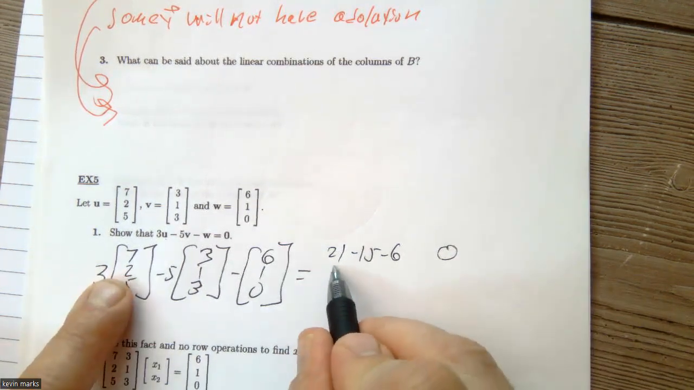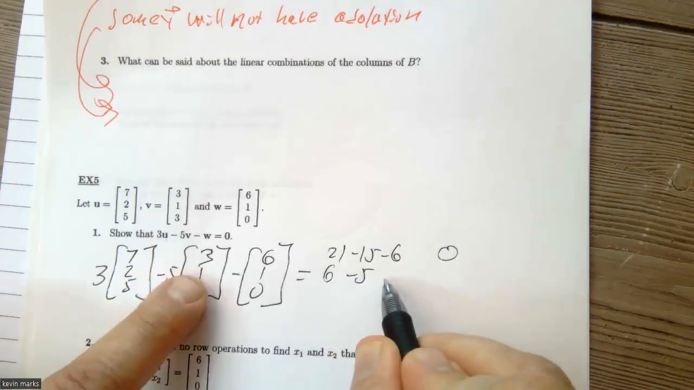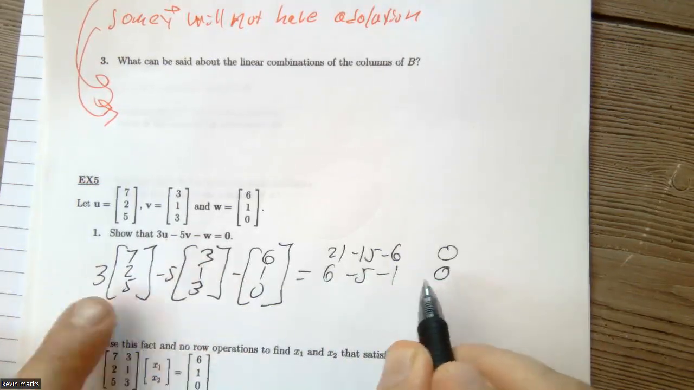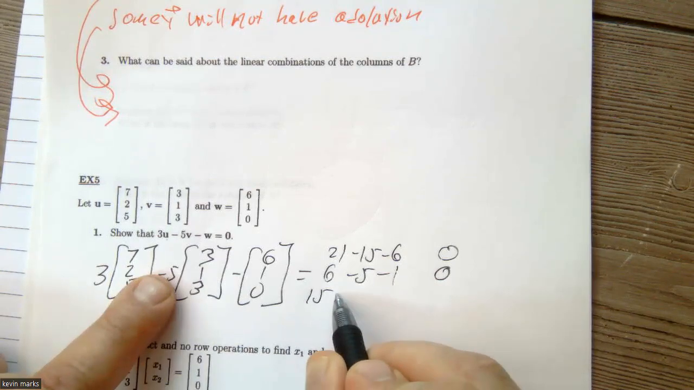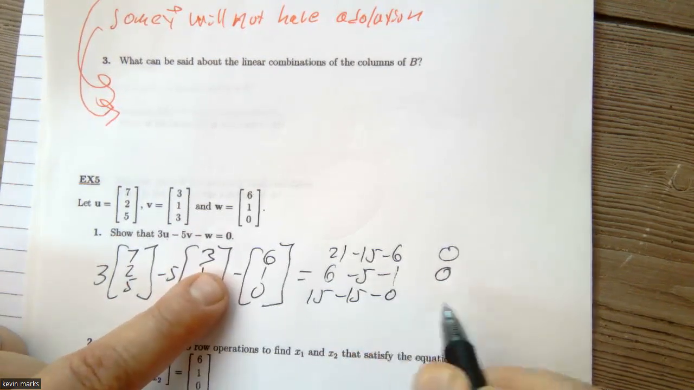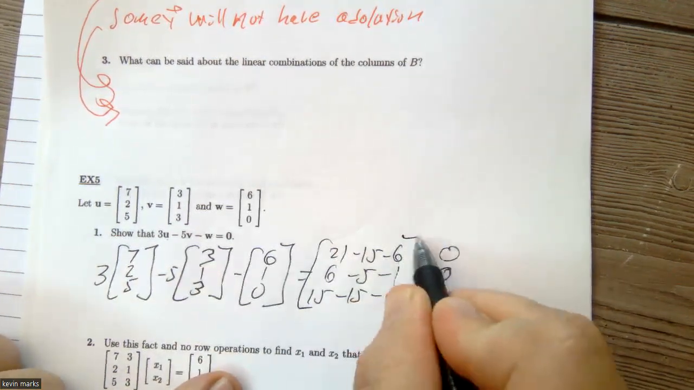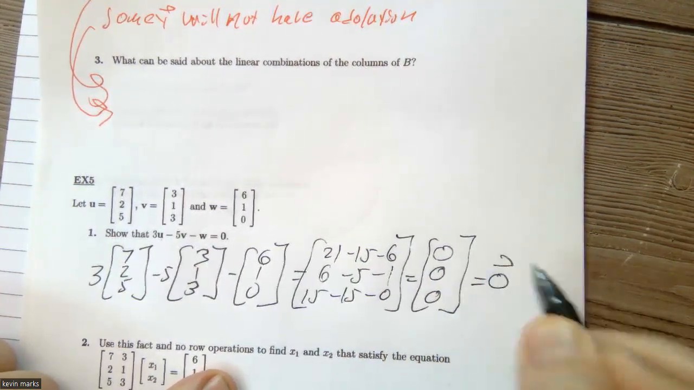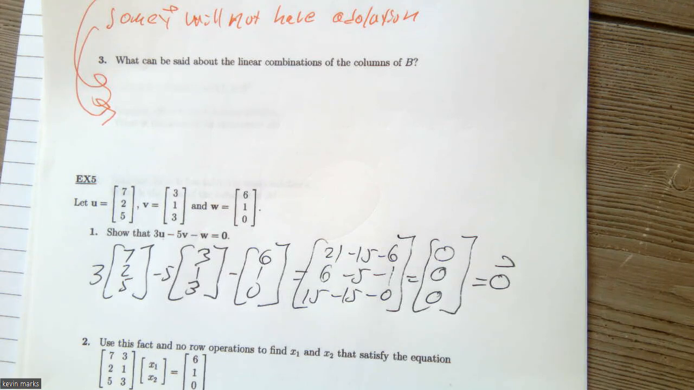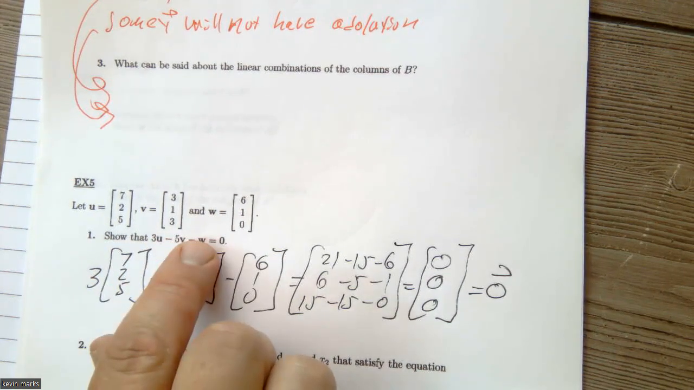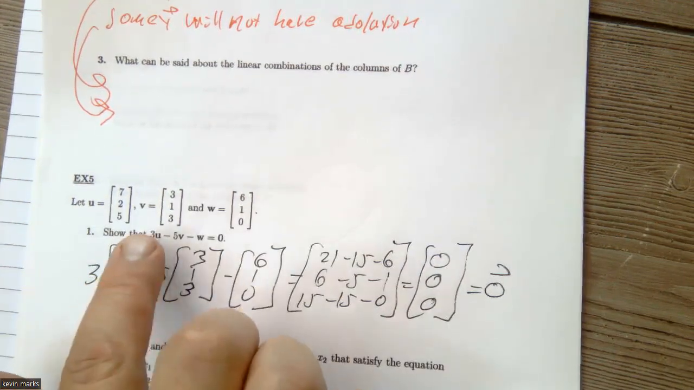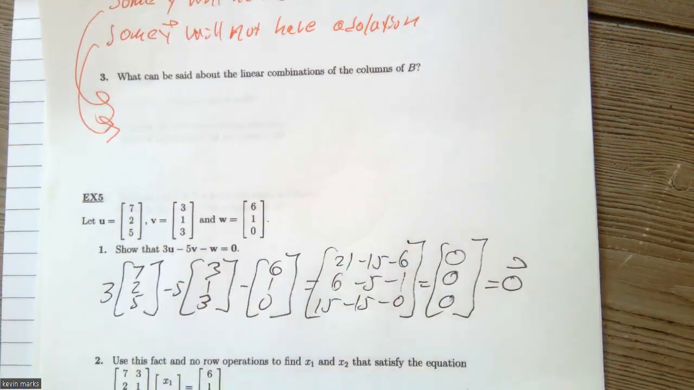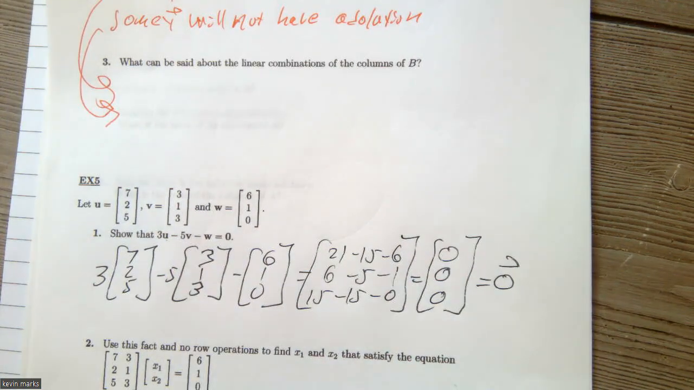Same thing here. 3 times 2 is 6, minus 5, minus 1, 0. 15 minus 15, minus 0, but that's 0. So sure enough, it does indeed produce the 0 vector. So this particular linear combination of these 3 vectors using those scalars does indeed produce the 0 vector.